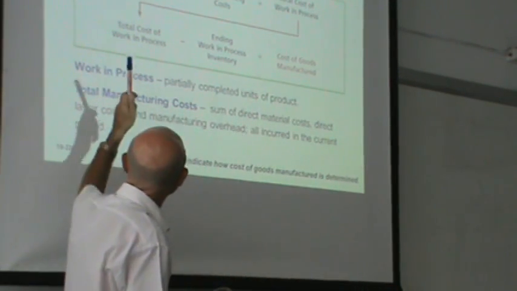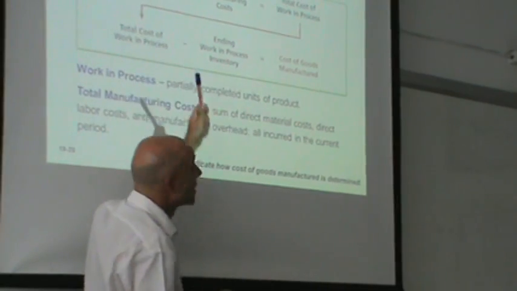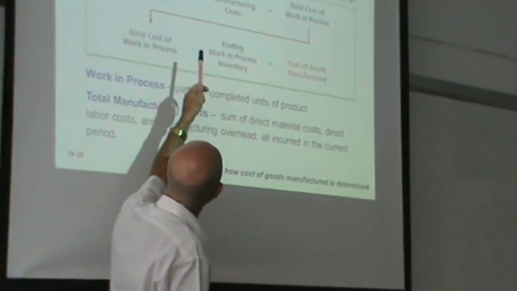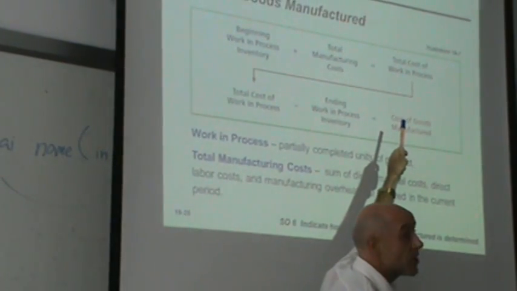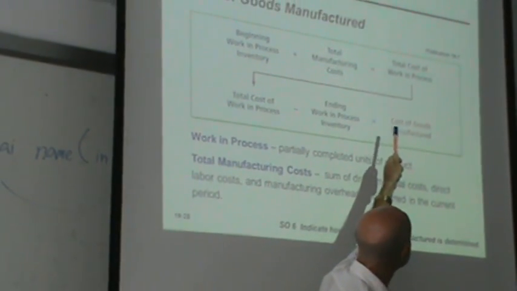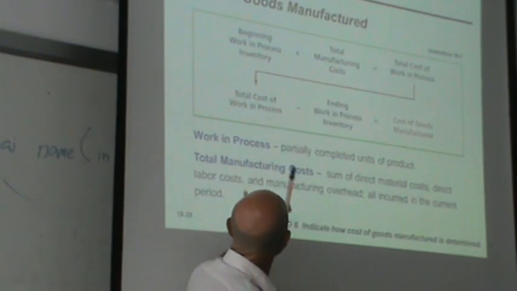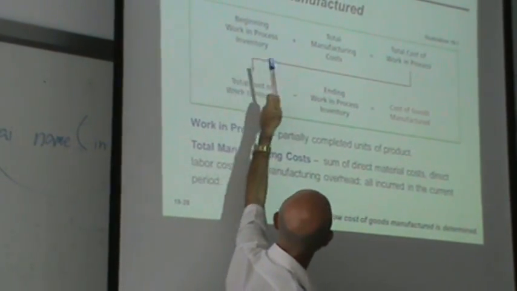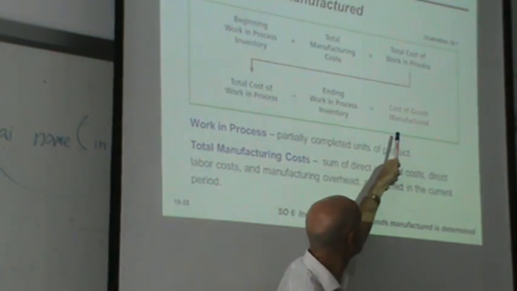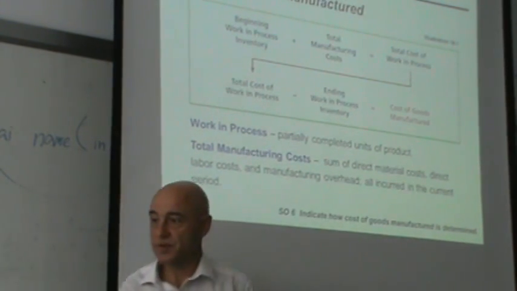All right, so that's the formula. What's the beginning work in process, okay? What's the total manufacturing cost? And that gives you the total cost of work in process. You subtract the ending, so you got the beginning, you got the ending, and you got the cost of goods manufactured.